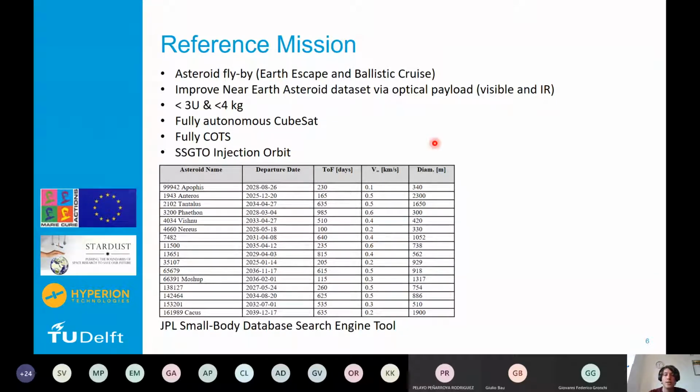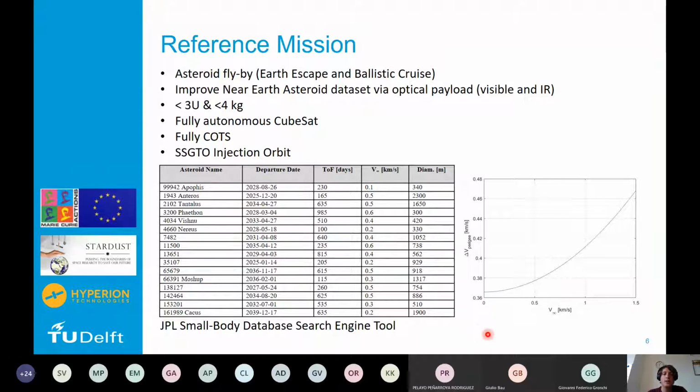These values can then be translated into engineering requirements, and so we can derive the required delta V to be performed at the perigee of the GTO injection orbit to inject the spacecraft into an escape trajectory towards the asteroid. And you can see that if we stay below 0.4 kilometers per second, so 400 meters per second of delta V at the perigee, we will be able to reach up to around 0.8 kilometers per second as an exit velocity from the sphere of influence.